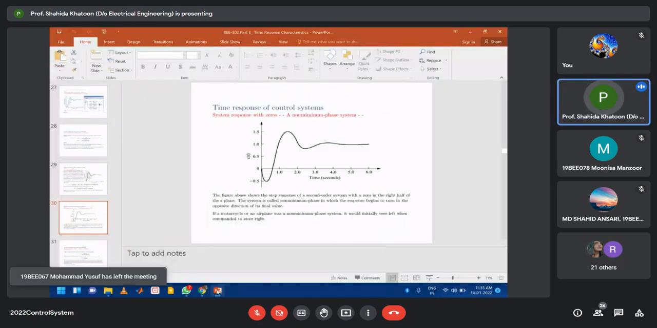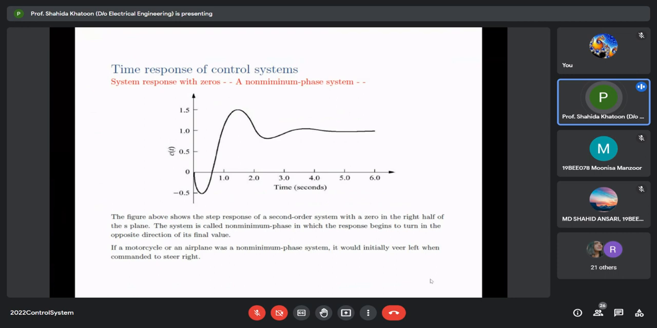Suppose we are having a system response with zeros, which is a non-minimum phase system. A non-minimum phase system is the one with a step response of a second order system with a zero in the right half of the s plane. In such systems, the response begins to turn in the opposite direction of its final value. This is the final value, which we have assumed to be unity. So if the response initiates in the negative direction, then it is called non-minimum phase.